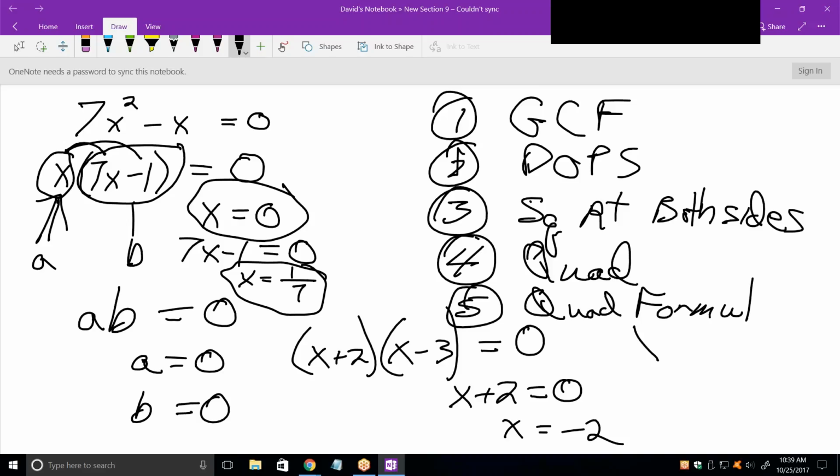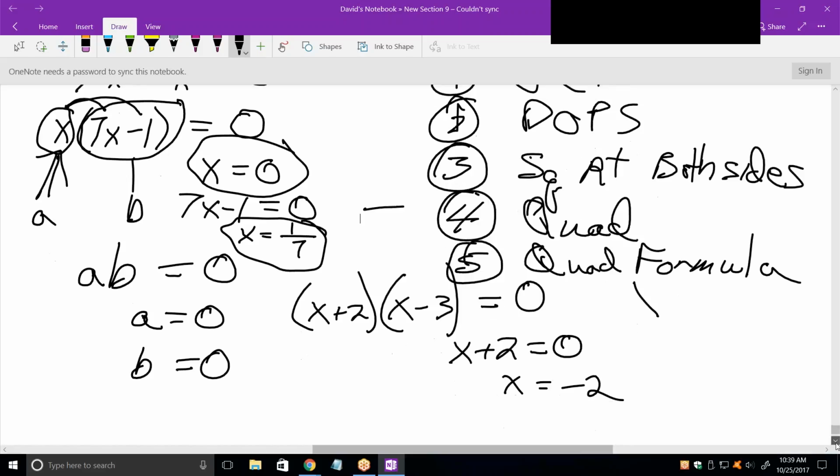So there's your order. Every single problem, you go through this checklist and see, okay, what can I do? Can I do greatest common factor? No. Is it dopes? No. Can I do square root of both sides? No. Got to do a standard quadratic factor.